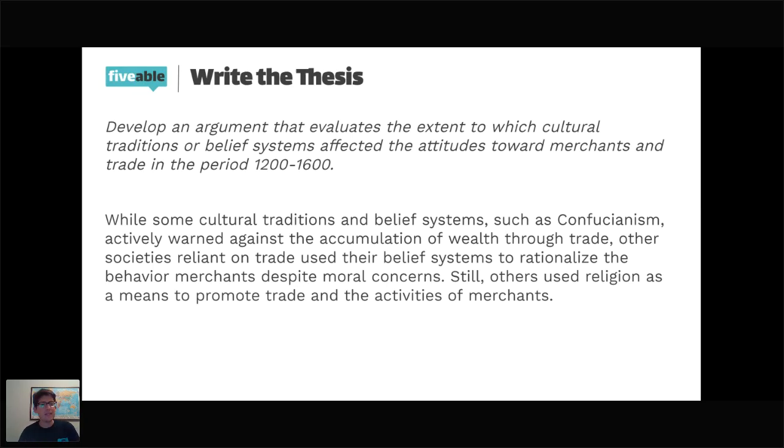And I can only arrive at this thesis by thinking about how the documents answer the question. Now, there are a few things here that could make this thesis better. For example, I started off by telling you that chronology and geography is something that you should include. I did not put this in here. I assumed that it would be found in the introduction and the contextualization, although you could very easily add from 1200 to 1600, while some cultural traditions and belief systems across Afro-Eurasia, which is where all these documents are from, such as Confucianism, warned against it. And you could go on, but it might make it a little bit more wordy than I've already created here.